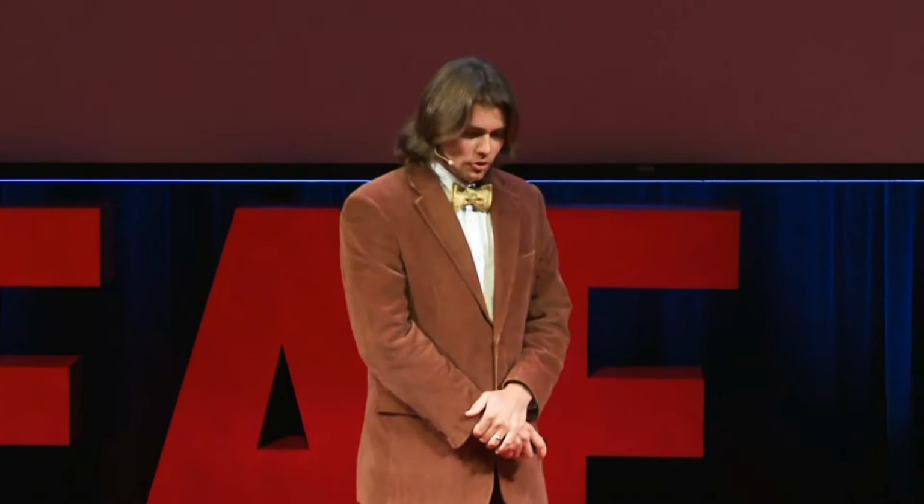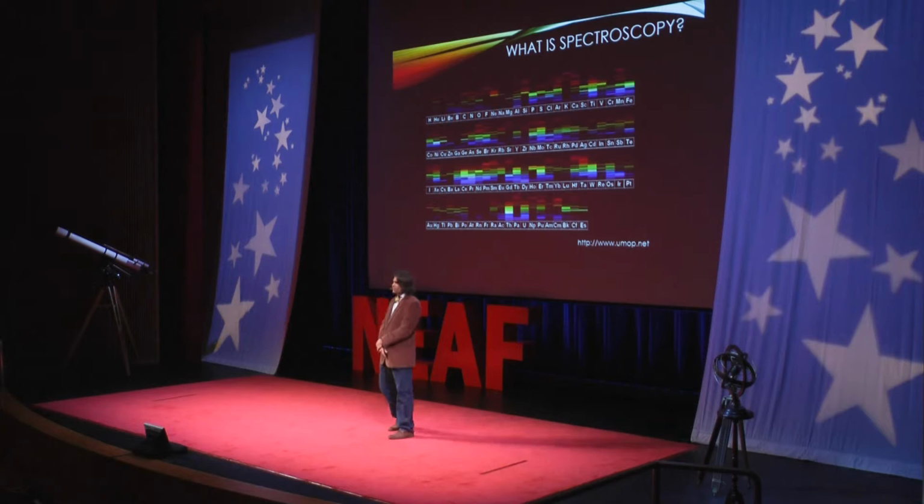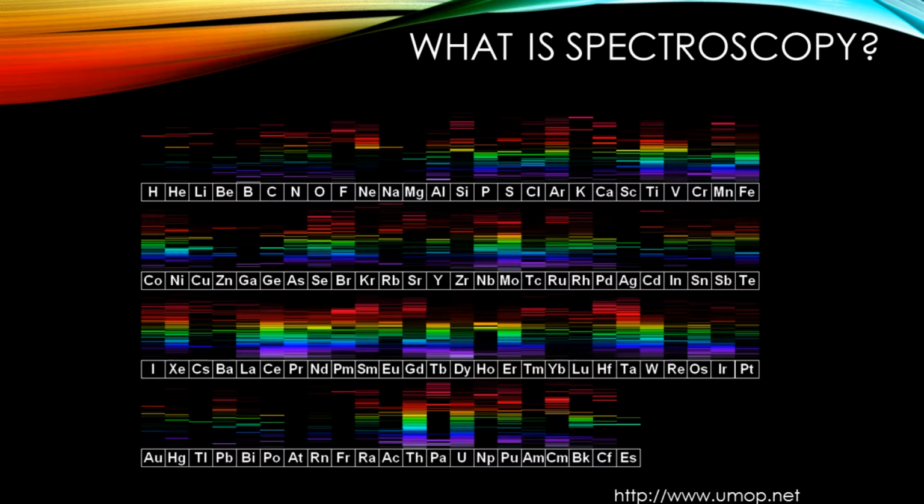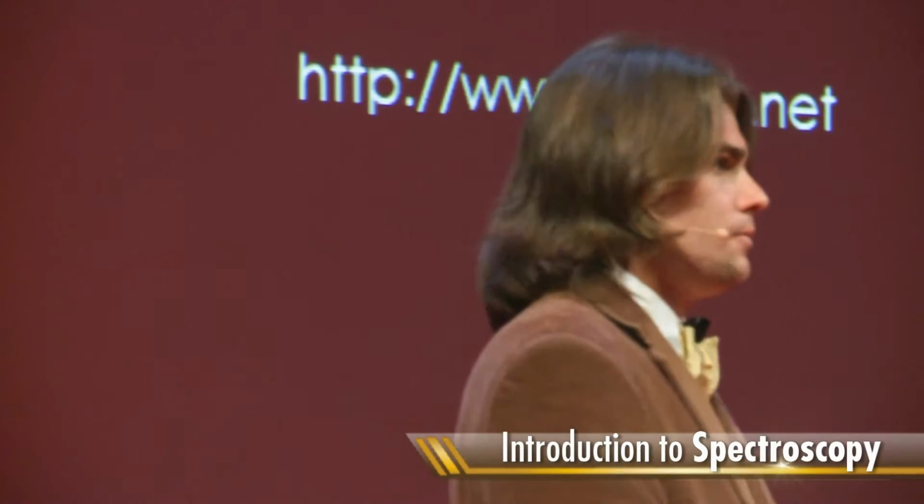So spectroscopy is the study of light, specifically the study of visible light as we're going to be looking at it. And I'll get to why that is in just a second. As you can see from this, these are the various spectra of all of the different elements in the periodic table of elements, split out into their component colors, with a bunch of different lines up there. I like to tell people that you can think about the spectra as a barcode that gives you very specific information about each of the individual elements.